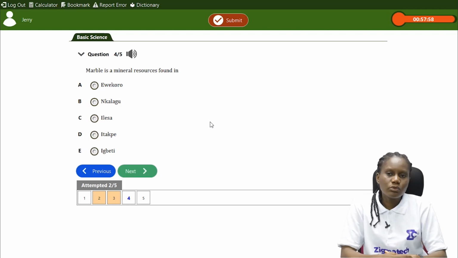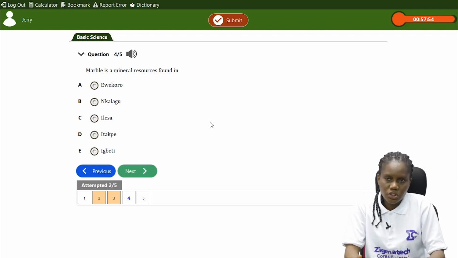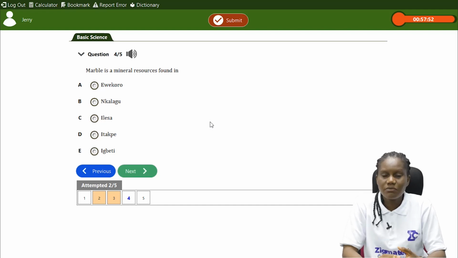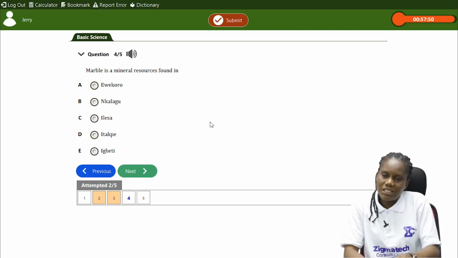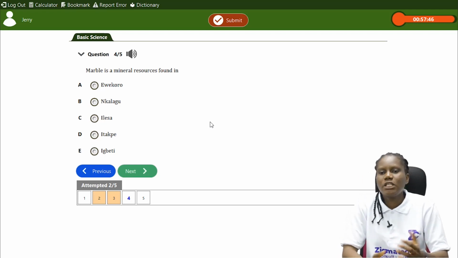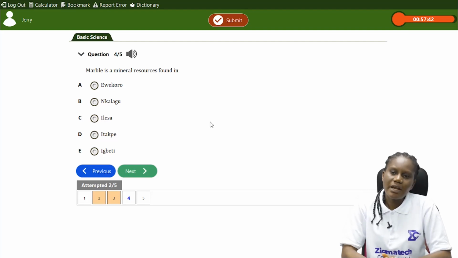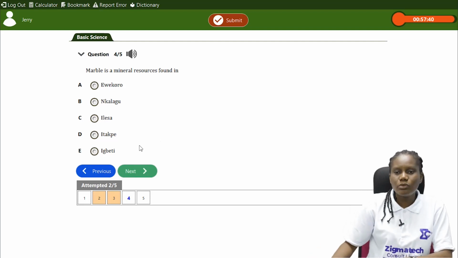It says marble is a mineral resource found in, where is it found? Which of the locations in Nigeria? So we have Ewekoro, we have Kalagu, we have Elisha, we have Itape, and we have Igbeti. And the right answer is Igbeti. Marble is found in Igbeti.